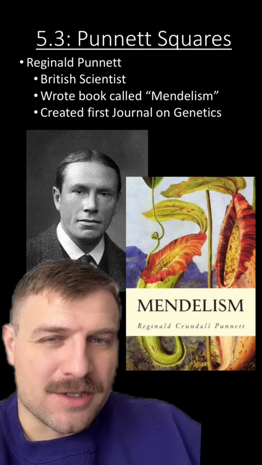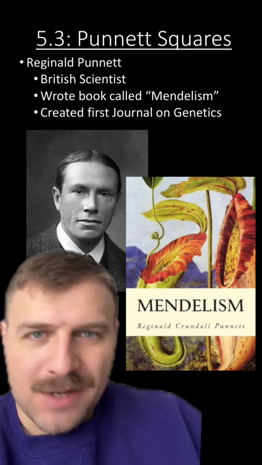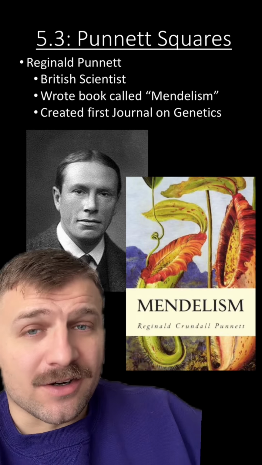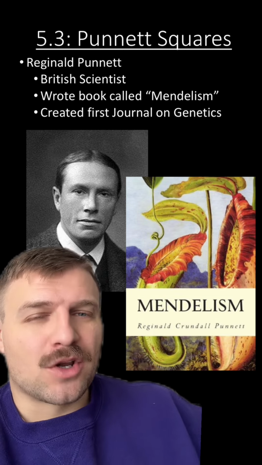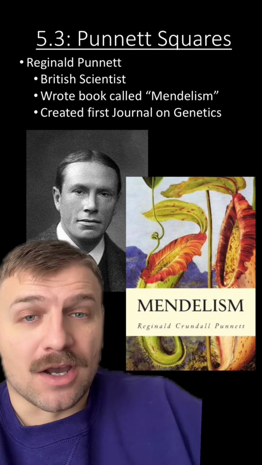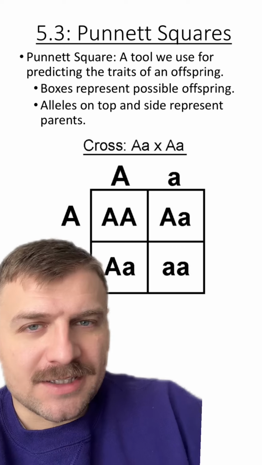Before I get into Punnett squares, I want to remind students that Gregor Mendel from our last section didn't make Punnett squares. It was a British scientist, years later, named Reginald Punnett. He actually wrote a book called Mendelism, but he was basically looking at how traits are being passed from parent to offspring as well.